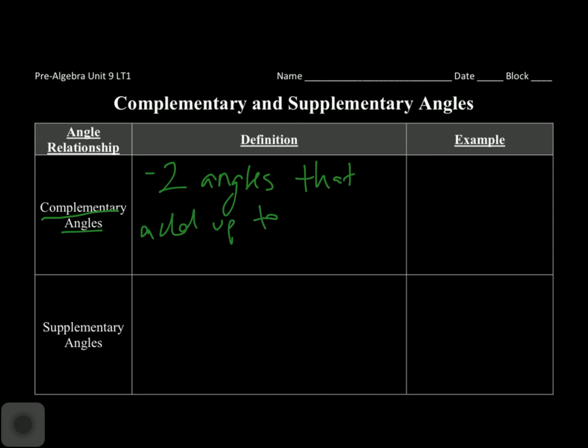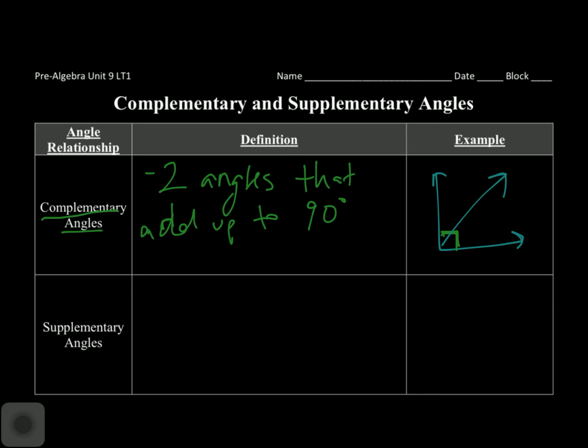The first angle pair we are going to talk about today is complementary. Maybe we've heard this term before, but complementary angles are two angles that add up to 90 degrees. So we have two angles that in total, when we add their angle measures together, we're going to get 90 degrees.